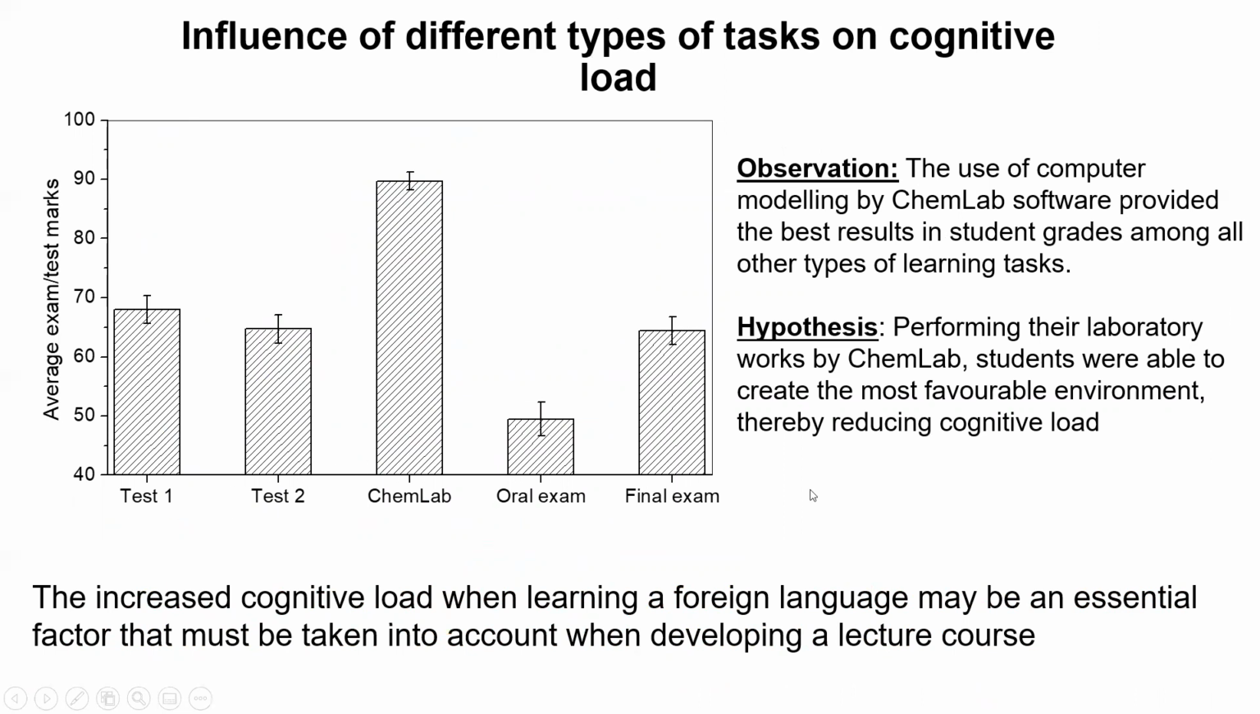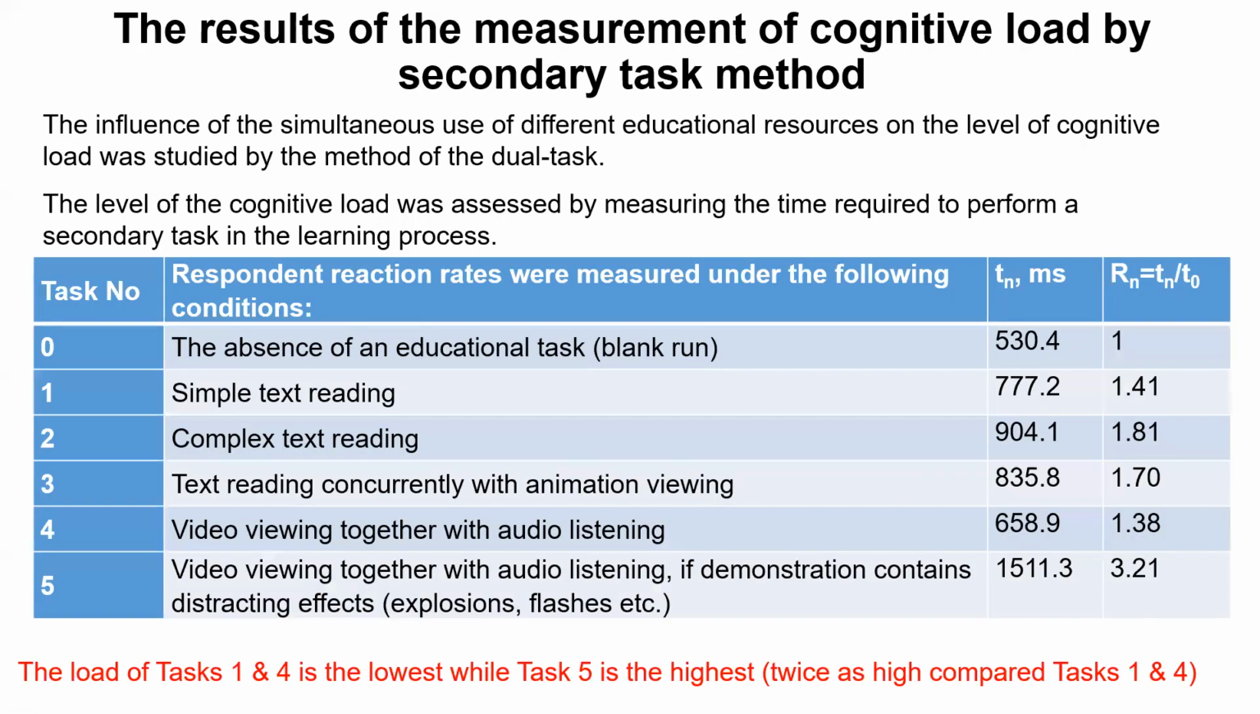You see the difference in tasks: the use of computer modeling by ChemLab software provided the best result in students' grades among all other types of learning tasks. If learning conditions help to reduce the cognitive load, academic achievements increase even among students with poor language skills. The method of dual task, namely concurrent use of more than two electronic resources, was applied to study students' cognitive load. The danger of mental overload was confirmed. The negative effect of overload outweighs the positive impact of using several channels of information perception.